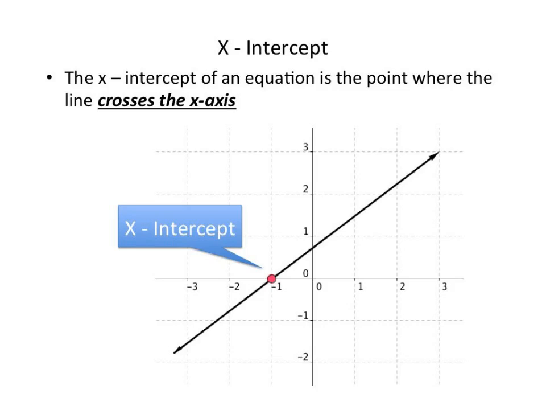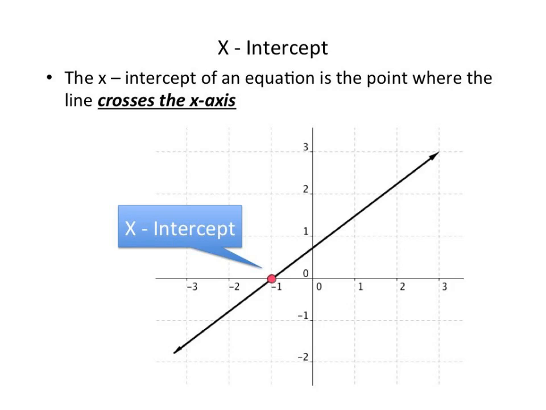So first of all, the x-intercept, very similar to our y-intercept we talked about earlier, is the point where the line crosses the x-axis. So quite simply, if I look at this line here, I notice that there is one point where it crosses this horizontal x-axis, and in this case that occurs right at this point (-1, 0). So that's considered our x-intercept.